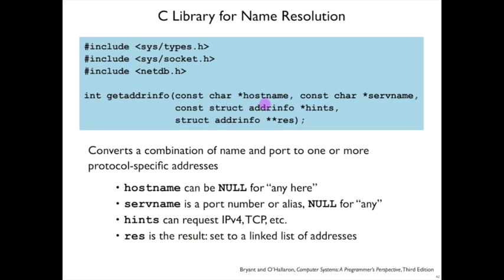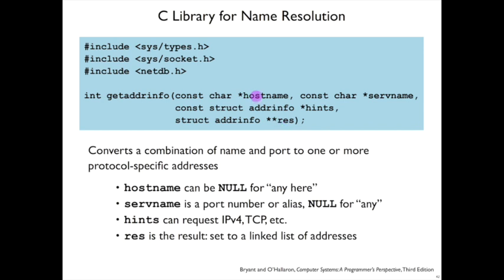getaddrinfo takes a host name. That can be the name of a remote machine or one of the names for the current machine. And it takes an argument called service name. Normally that's a port number, like port 80 if you're trying to reach a web server. getaddrinfo takes those two pieces of information plus some other options about what kind of connection you expect to make, and then it finds suitable addresses for you.